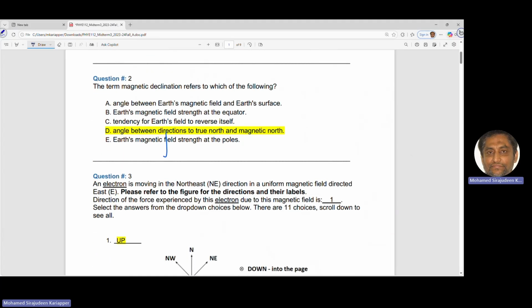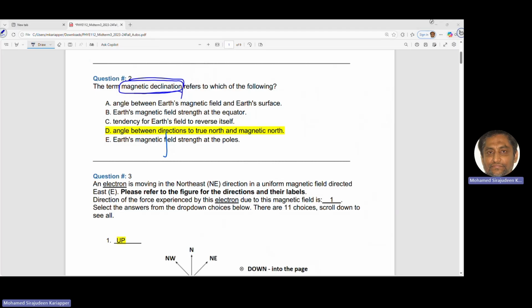The term magnetic declination. Remember what this is? The answer is there, but I hope you remember it. You take a compass; we hope it will point to the geographic North Pole, but it's not so. It is actually pointing to the magnetic south. So the difference between the true north and the magnetic north is called the magnetic declination. You should know this definition.